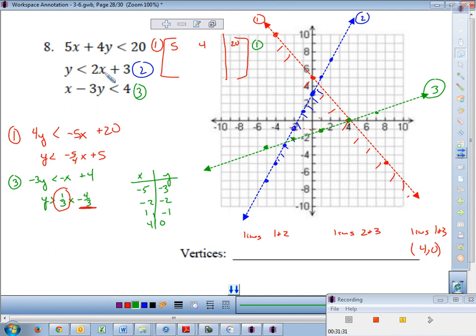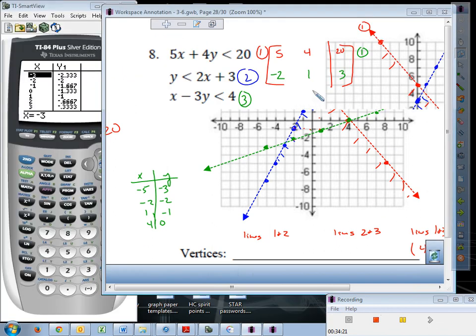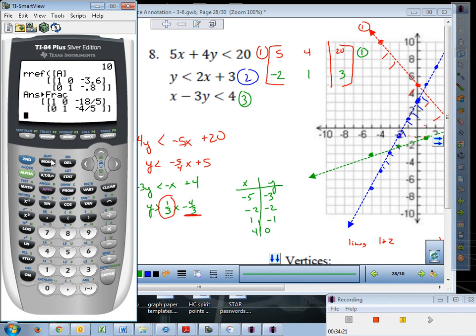Line 2, don't you have to subtract the 2x over? So that's -2, 1, 3. Is that good with you? Now use your matrix to figure out where they intersect at. So I'll get back to my calculator. Quit out of my table. Second matrix and edit it. I wanted 5, enter, 4, enter, 20, enter. Got it entered. I'll quit out of it.